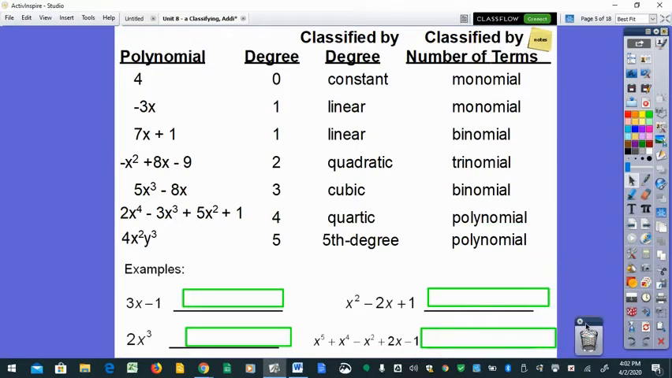So what I'd like you to do right now is pause the video and see if you can name the 4 at the bottom of the screen, giving their first name based on degree and their last name based on the number of terms. Come right back and see how you did.